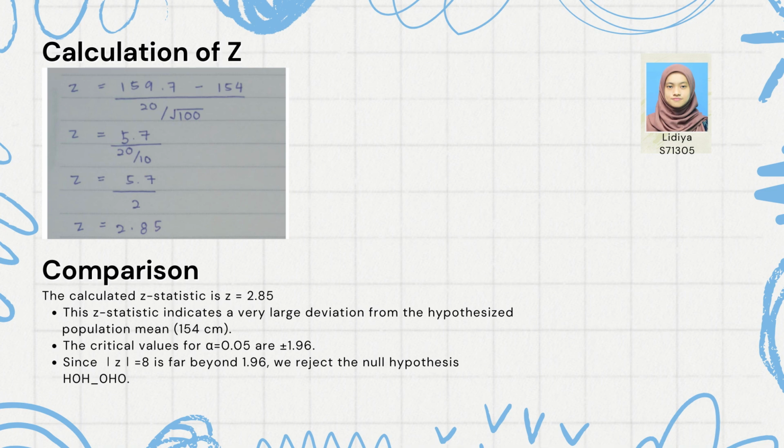This z statistic indicates a large deviation from the hypothesized population mean, which is 154. The critical values for alpha equals 0.05 are plus or minus 1.96. Since the modulus of z is 2.85, which is beyond 1.96, we reject the null hypothesis.